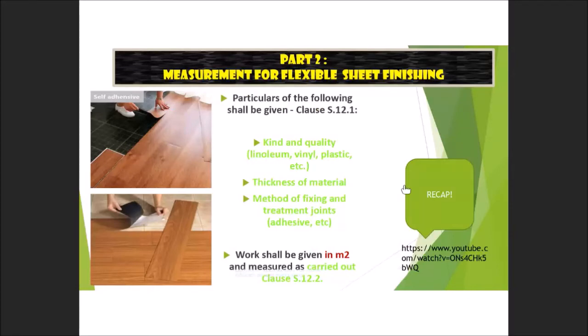So for the second part of the discussion here, I would like to focus on the flexible sheet finishing. So this is known as the materials that you have to apply either by adhesive.